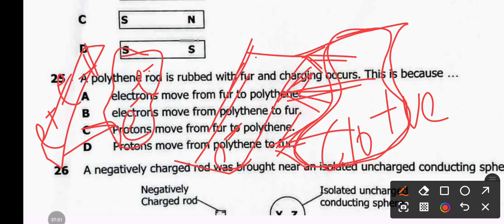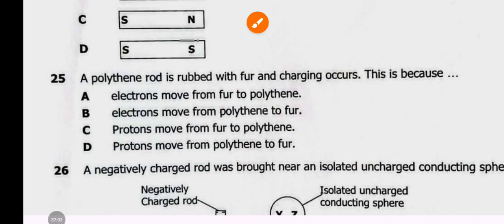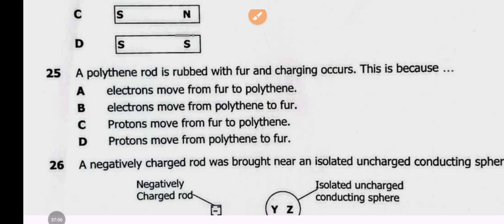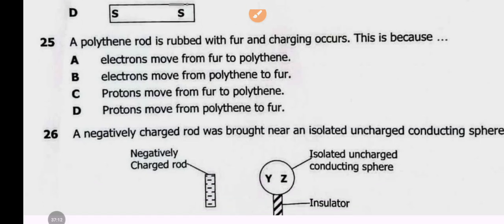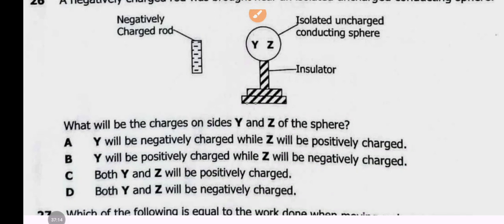Okay, so let me get to the statement. Statement A says electrons move from fur to polyethylene. Yes, this is exactly what I have been saying.